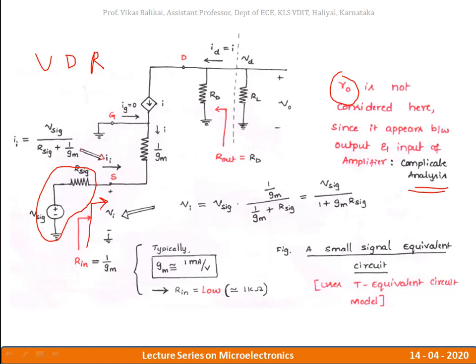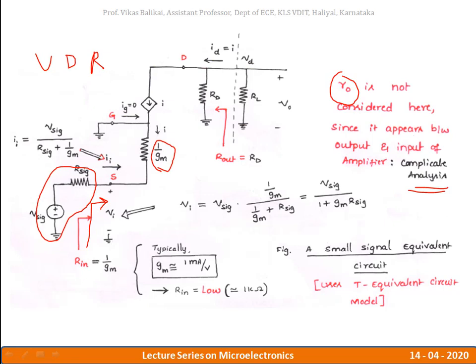So when I peek inside over here, I can see 1 by Gm as my resistance. The moment I see that, I can say that my input resistance is 1 over Gm for this particular common gate amplifier configuration. Now once I know the input resistance, I can easily calculate the voltage drop across the input resistance. That voltage drop will be my input voltage.